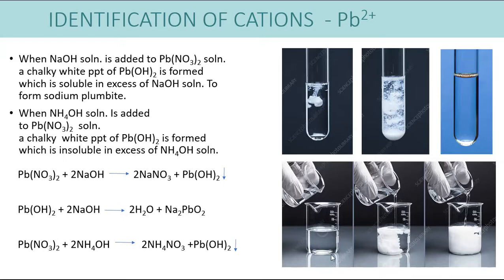So these are some of the cations which you have to study for practical chemistry, and remember the color and their solubility. Next we'll study about anions, and among cations these are the cations which you have to remember.